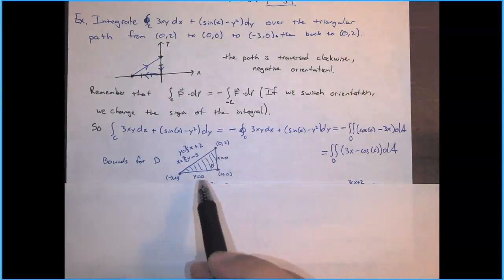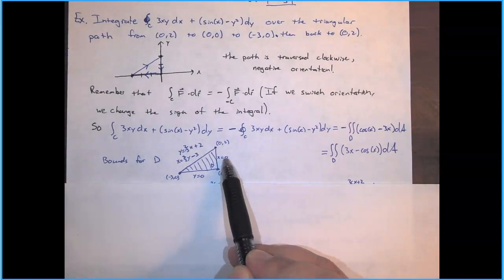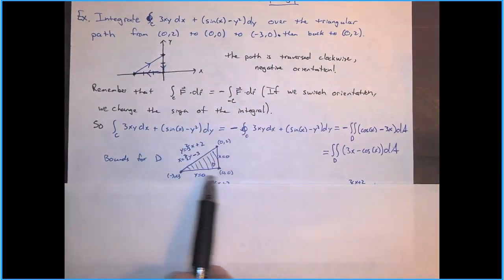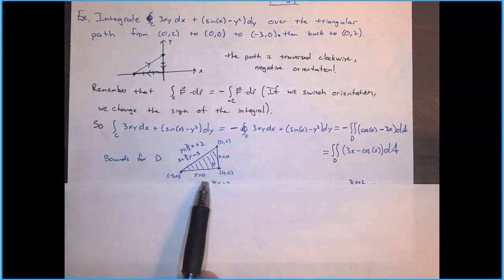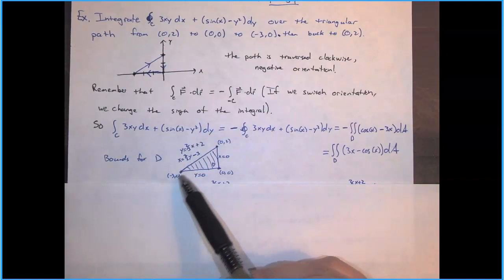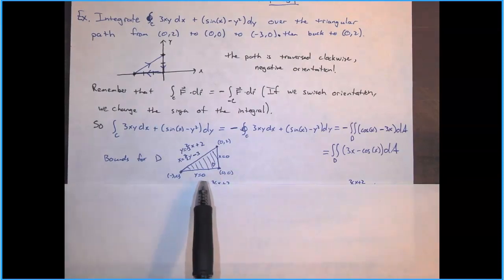So I've drawn the region again. This line segment, the vertical line segment, is described by the line x equals 0. That's the y-axis. The bottom line segment is the x-axis. It's described by y equals 0. And then this line segment between (0, 2) and (-3, 0) is described by either y equals 2/3 x plus 2 or x equals 3/2 y minus 3, depending on which direction I want to integrate with respect to first. So I set this up by integrating with respect to y first.